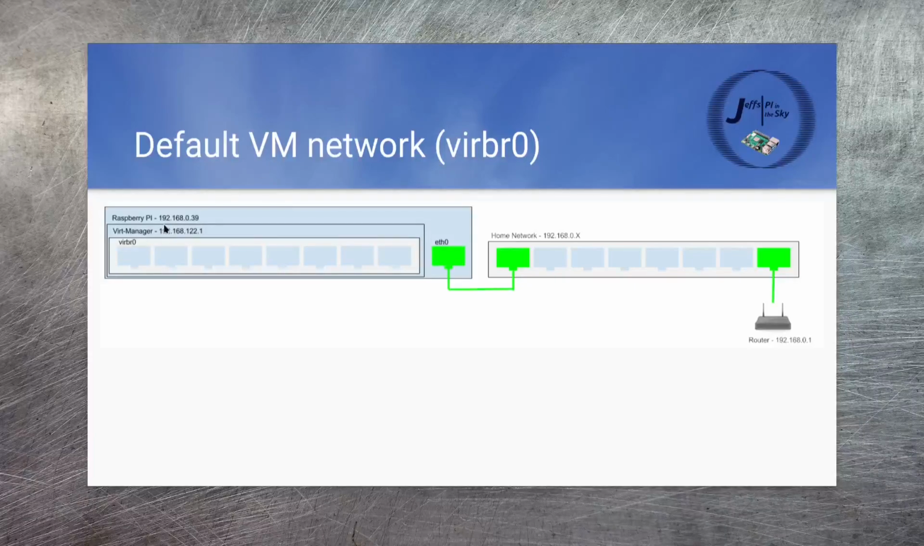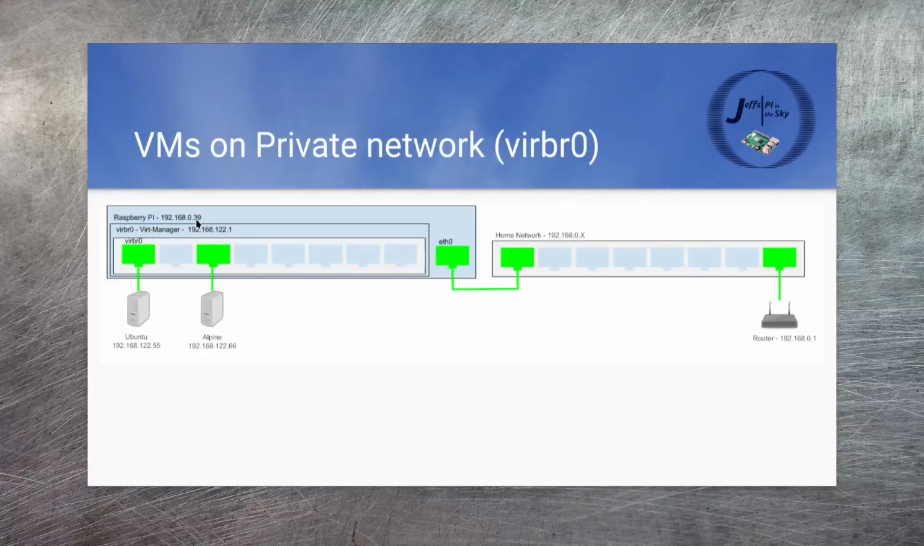What you can see is our Raspberry Pi, and it's got its virtual manager, which is then managing this 192.168.122 network, whilst the Raspberry Pi has got this 192.168.0 address. And that address has come because I've got the physical Ethernet port of the Raspberry Pi plugged into my home network. And so the router on my home network is then serving out that IP address, so I can get this .39 address.